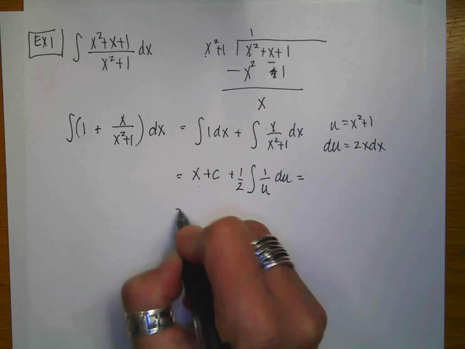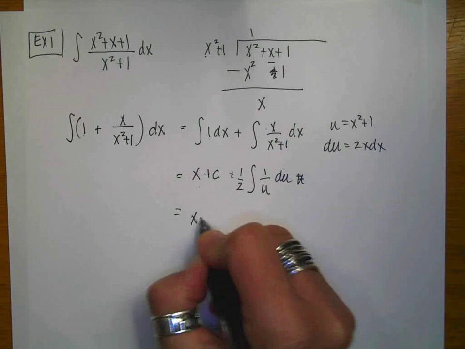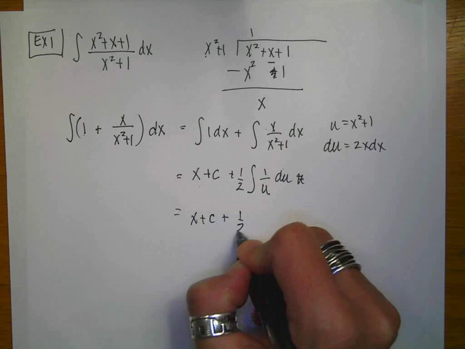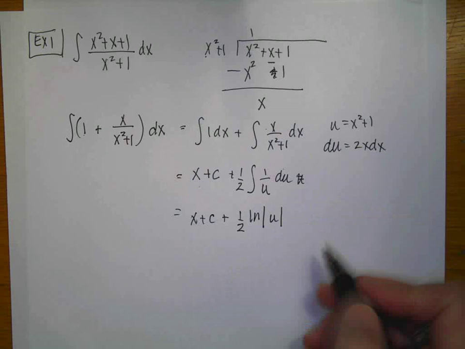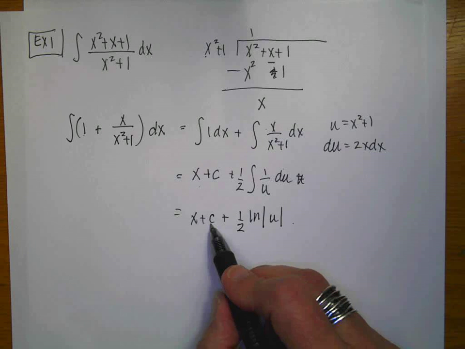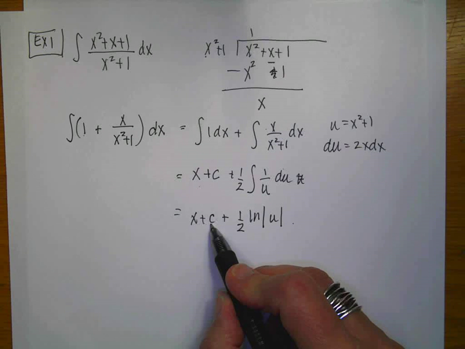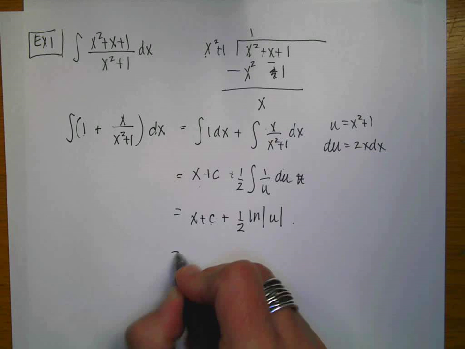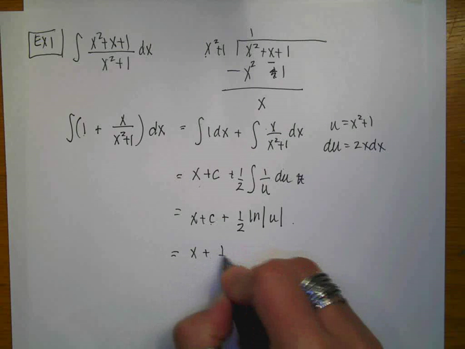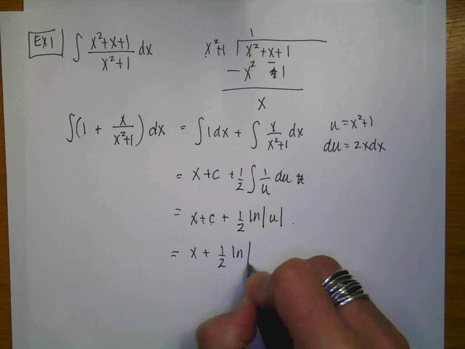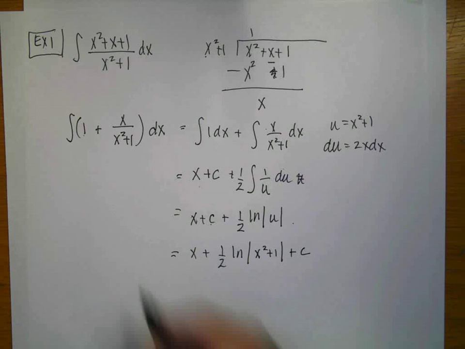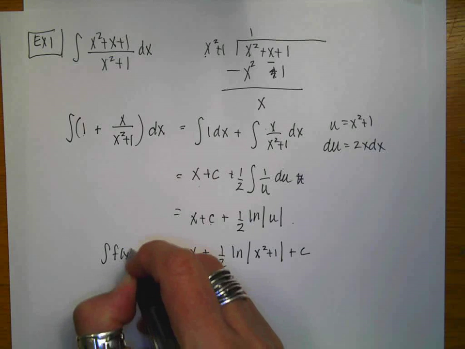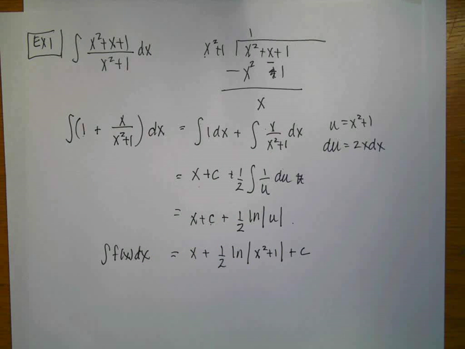And so when I integrate this, I'll put it down there, this is x plus c plus 1/2 natural log absolute value of u. I already put a plus c. Remember that there's only one constant of integration, so I don't need to have multiples. So this is going to be x plus 1/2 natural log absolute value, x squared plus 1, and then there's my plus c. And I would say that this is the integral of f of x dx. So that wasn't so horrible.